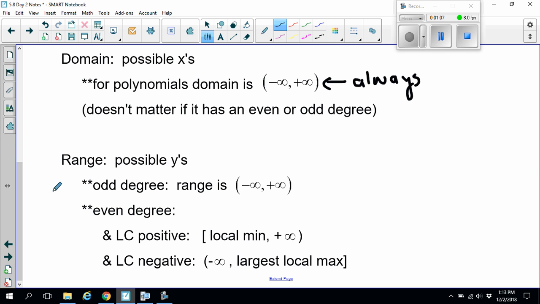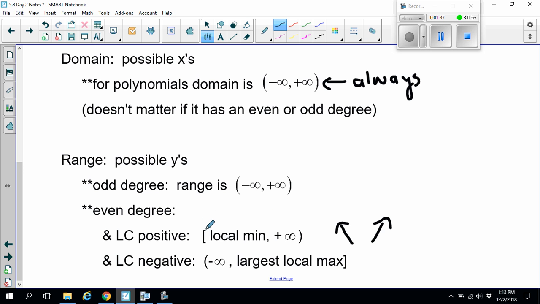However, if you have an even degree, so remember your highest exponent is either like 2, 4, 6, 8, etc. Now this is where we're going to have a little bit of different range here. Now if our leading coefficient is positive and we have an even degree, meaning that our arrows are going up if we're graphing this function. Okay, so this is our end behavior of our polynomial graph.